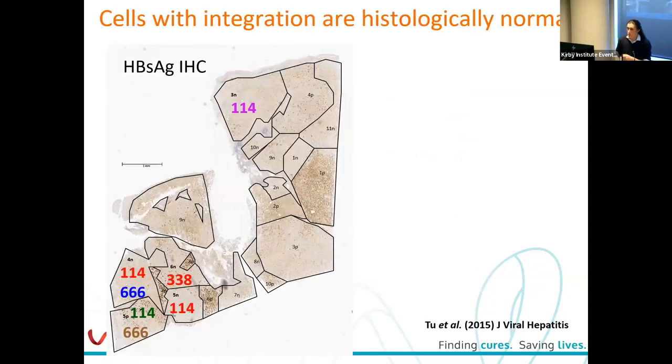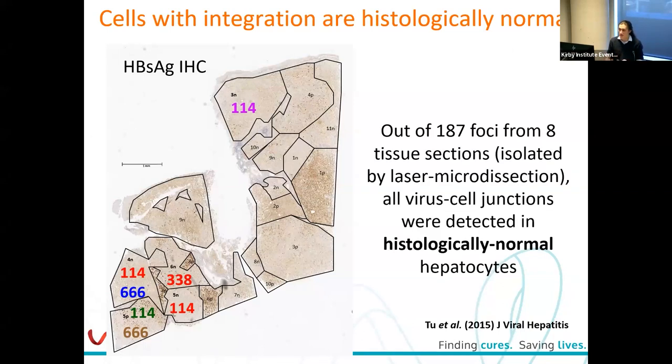So when we looked at integration, we knew that this was a really highly sensitive technique. So we could actually use laser capture microscopy to look at what the cells looked like down a microscope that had these integrations. And we looked at surface antigen positive and surface antigen negative foci in these liver sections. And the big colored numbers represent the clone size that we detected in these DNA extracts from those regions. So basically, we're seeing integrations even in normal cells, and they don't necessarily have to be expressing the virus. So the most important thing here is that they happen in histologically normal hepatocytes.